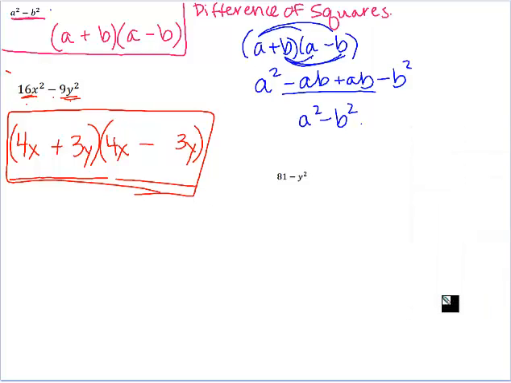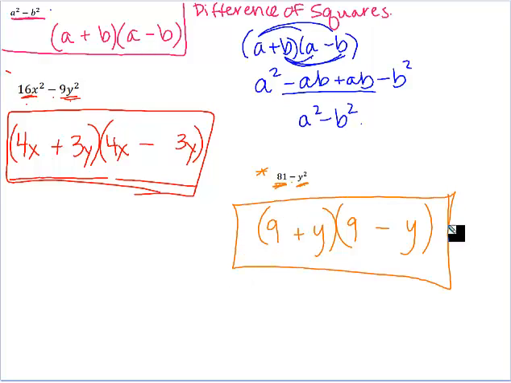All right, let's say we have 81 minus y squared. Once again, we notice that we are taking the difference, so we're subtracting, and they're both perfect squares. So we'll split it up into its two parentheses. 81 is a perfect square of 9. Y squared is a perfect square of y. Make 1 plus, make 1 minus. So that factors to 9 plus y times 9 minus y.